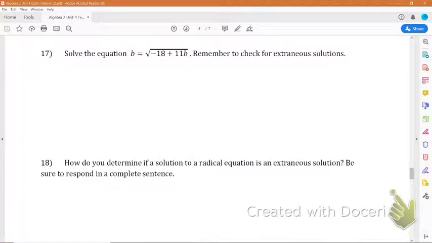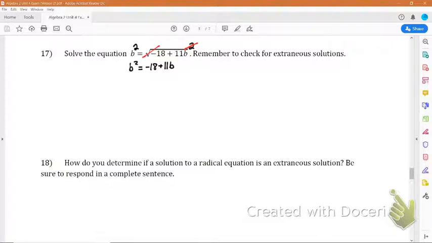This time we have the square root by itself, so our life gets a little bit easier. Since our square root's by itself on the right side, we can just square both sides. When I square the right side, the squared and the square root cancel. So really I have b squared equals negative 18 plus 11b.